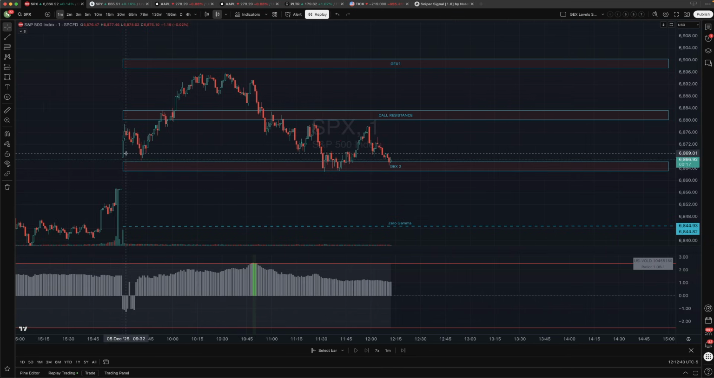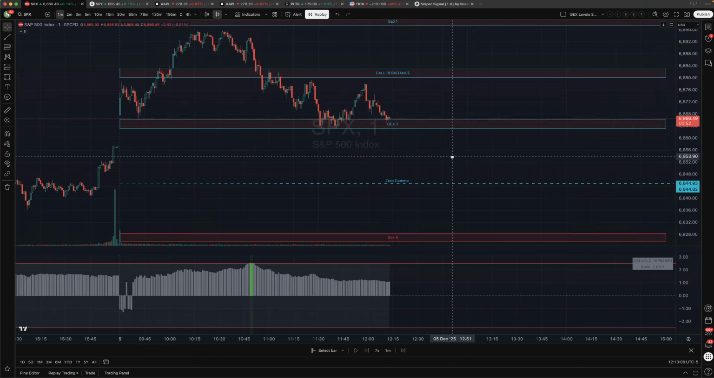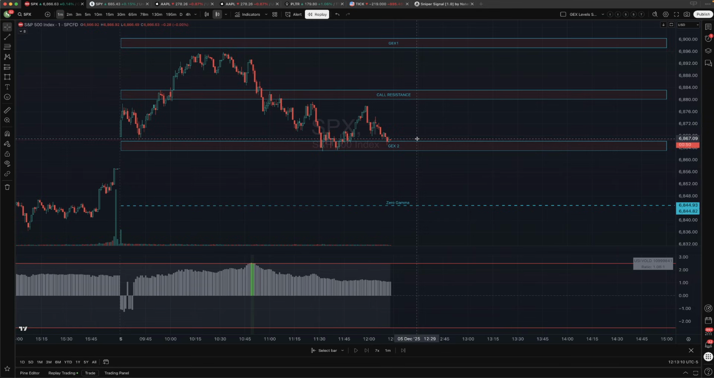So right now, these are the levels that the market's playing with. The main call resistance level that was at the start of the day is now kind of acting as a point of control, and we're moving between all those right now. So we have an upper resistance level, we have a lower support level. I don't know if that's going to help or not. But so far, we've been bouncing in between those, right?